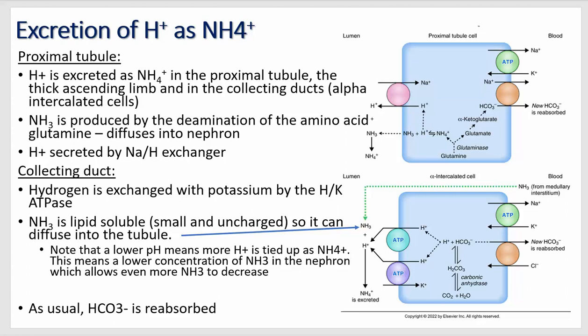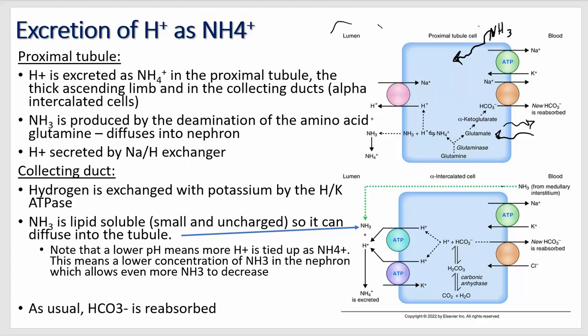So glutamine diffuses the NH3. NH3 goes wherever it wants to go, honestly. NH3 is not charged, and it's small, so it'll just diffuse through the cell if it wants to diffuse into the cell. It'll diffuse out of the cell if it wants to diffuse out of the cell. And so it will diffuse into the nephron tubule.